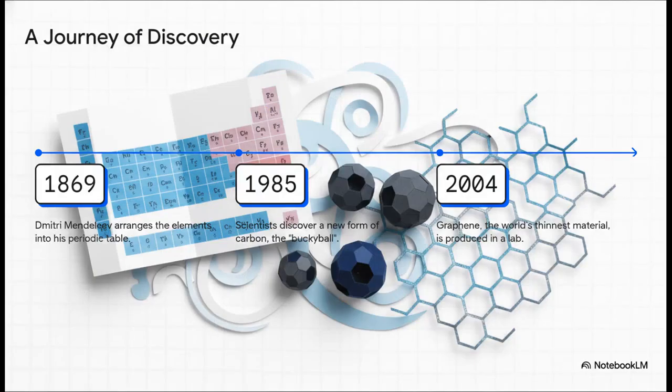I mean, just look at how fast our knowledge has grown. In 1869, Mendeleev brilliantly organizes the elements he knew about and even predicts ones that hadn't been discovered yet. Flash forward to 1985, and we're finding totally new forms of carbon, like these buckyballs. And then, in 2004, another huge leap. Scientists create graphene, kicking off a whole new age of material science.